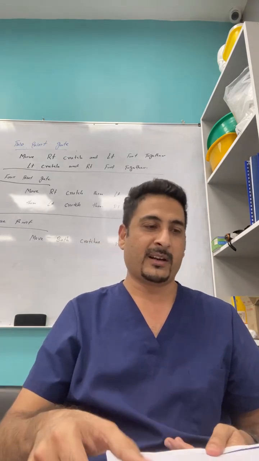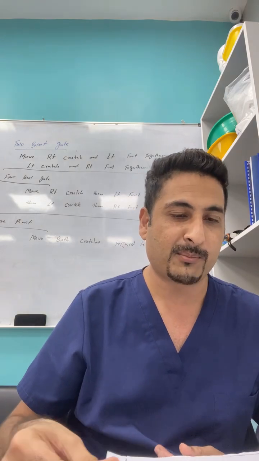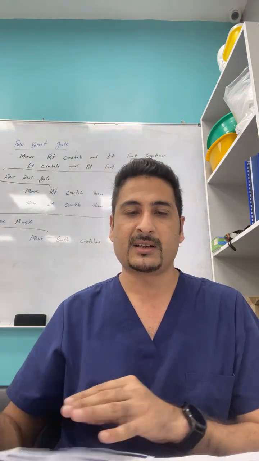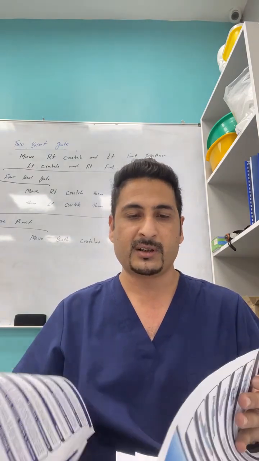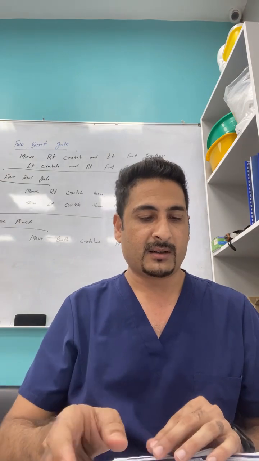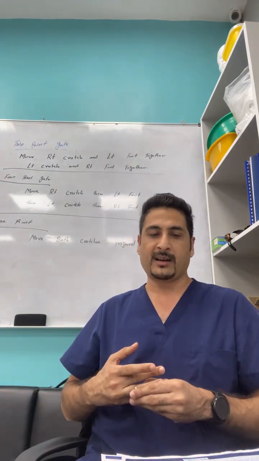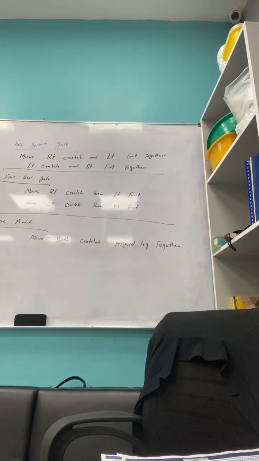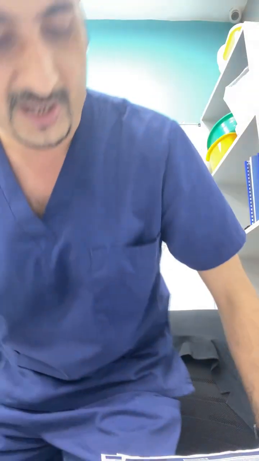The next one, the jackknife position. In this position the patient is laid down like in the prone position, but the bed is raised in the middle, at the hip, while the legs and the head are down. This is called the jackknife position.